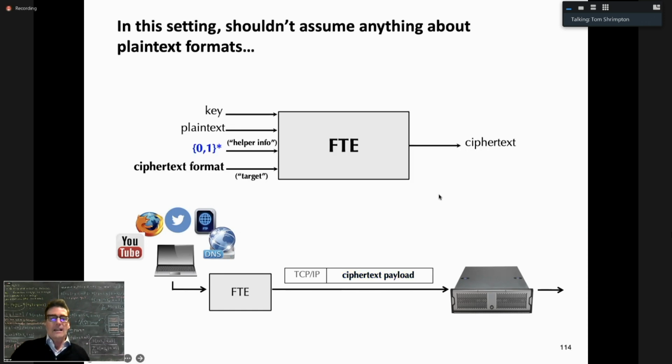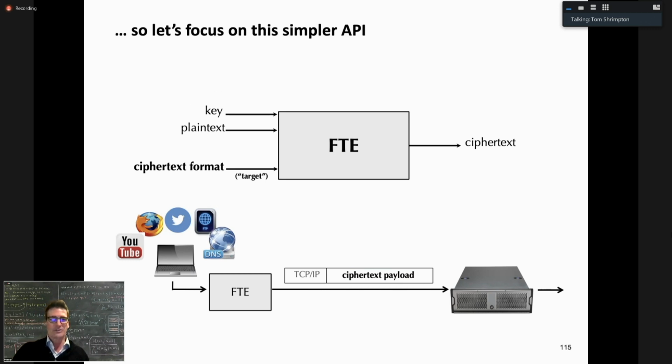So, okay, in this setting, the input to FTE is bit strings or byte strings, however you want to look at it, but there isn't a lot of structure that we want to necessarily assert on the plain text, because we'd like to be able to handle traffic of all different kinds. So we'll just say that the plain text format is just {0,1}*, in which case we can just focus on the simpler API where we get rid of the plain text format altogether. For now, we'll come back to it. So now you take in arbitrary bit strings and you want to encrypt them under the secret key and have the output be an element of this ciphertext format set, whatever the target is.